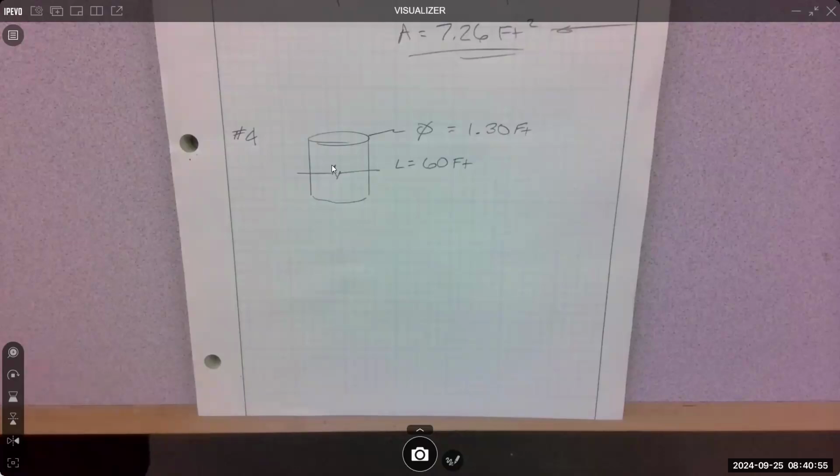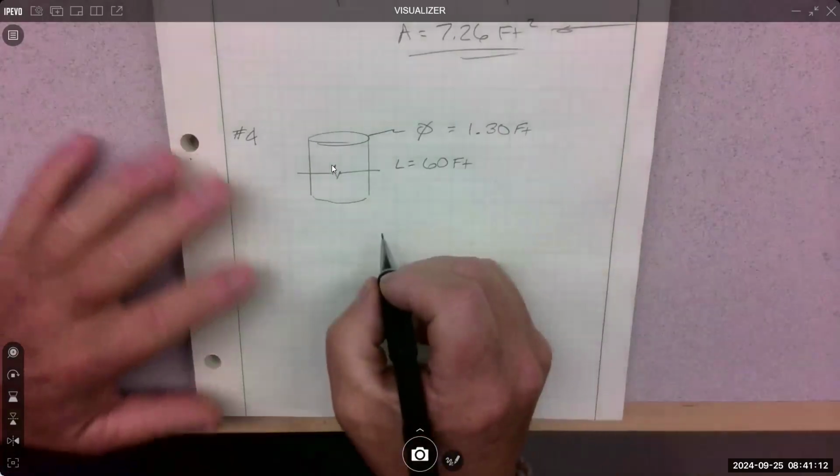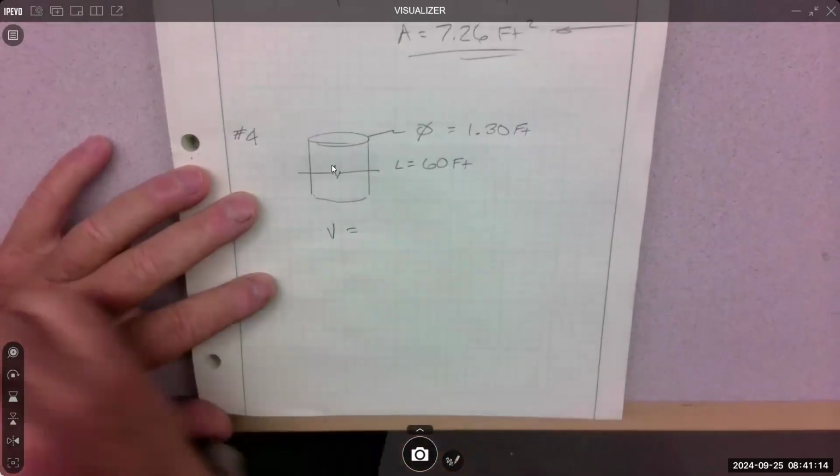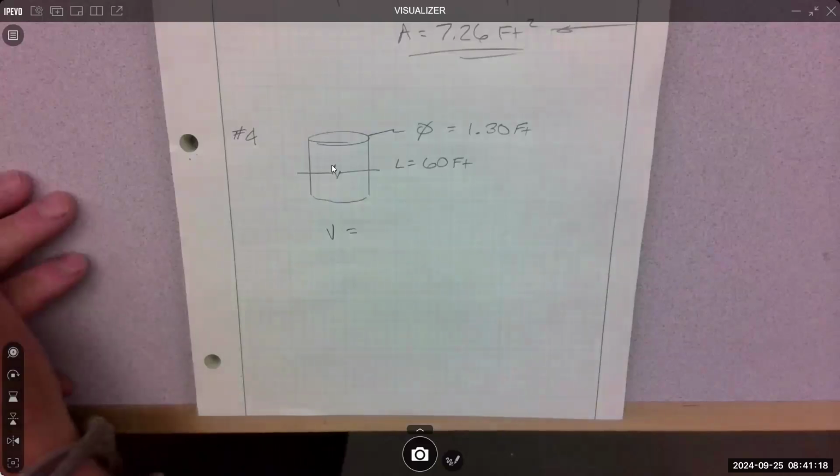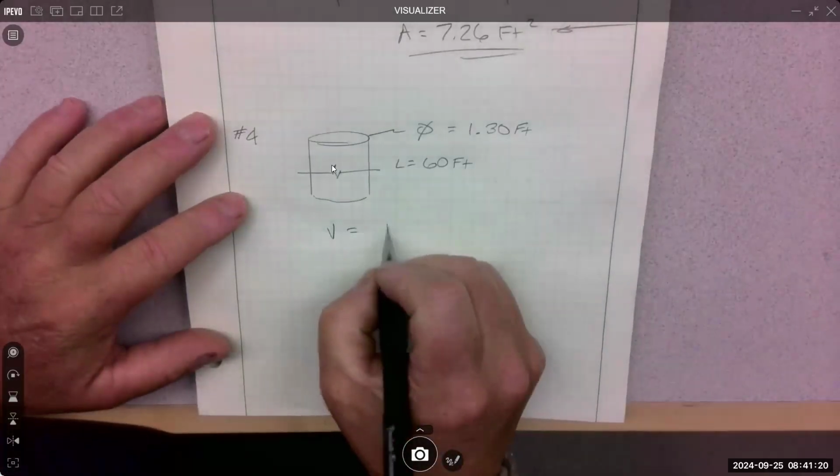So when you do these problems, try to visualize what you're doing. Like, okay, what do they want? Cubic feet? Yeah, we're not talking 20 cubic feet here, right? We're talking some volume. All right, so how do we do that? What would the equation be? Pi r squared times h.